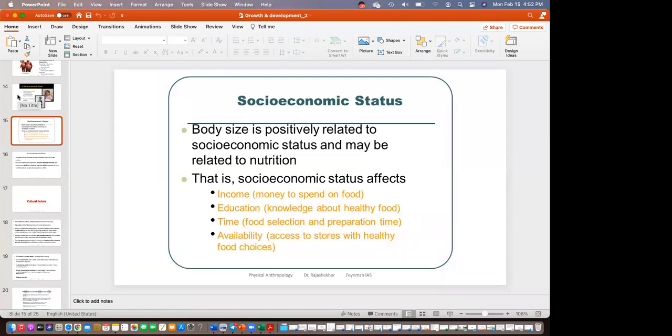Okay, this is a general idea. If you get this, I'm going to provide you a bit more observations on this. But this is a very general picture of how socioeconomic status can impact growth. Let me show you a few pointers, a few observations on this.